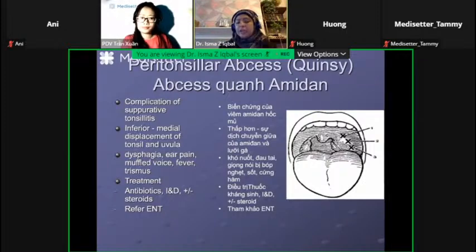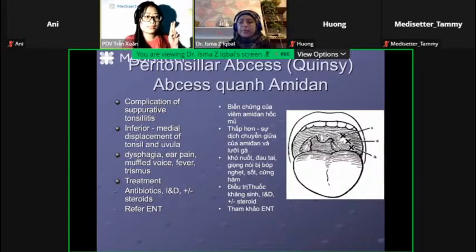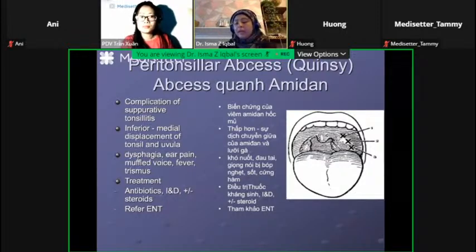We usually send these patients home on 10 days of oral antibiotics. You must also make sure you give them painkillers such as paracetamol and ibuprofen.